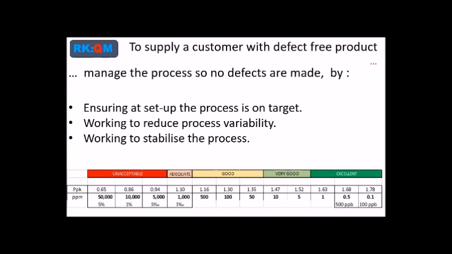Here's a table of levels of defect with my view on subjective bands and the associated capability. You can see 5%, 50,000 parts per million, PPK of 0.65, totally unacceptable. Right to the other end, excellent, 100 parts per billion, 0.1 parts per million, PPK of 1.78.